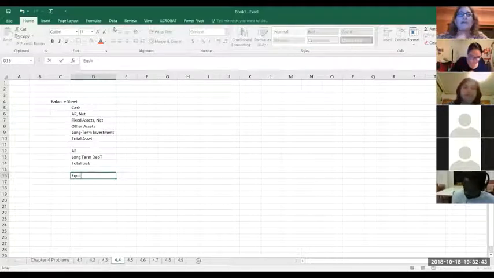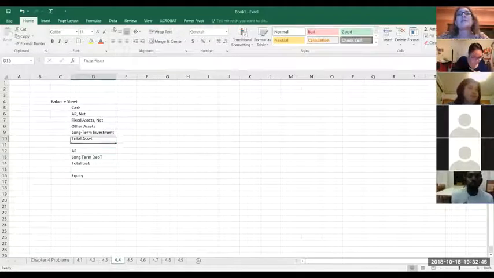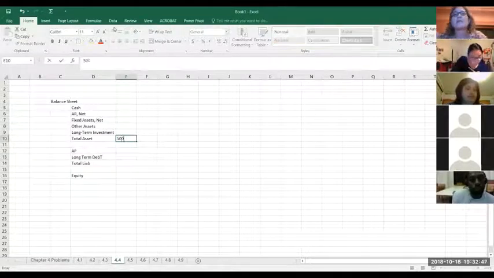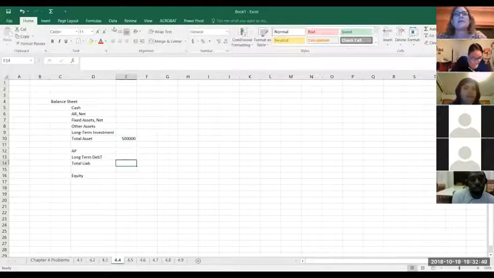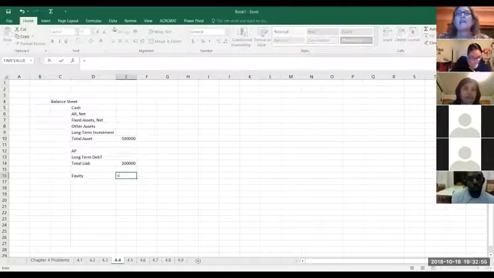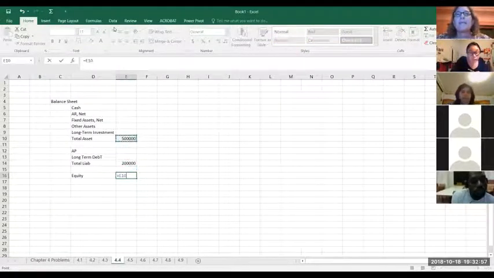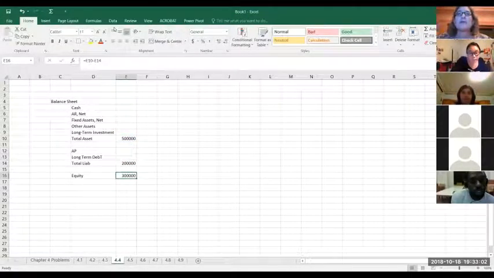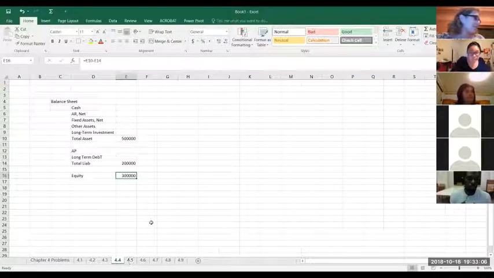Okay, great. Now let's say your total assets in this example were 500. I know that, just saying. And then the total liabilities were 200. What's your equity? How do you calculate it? 300. You're just subtracting, right? There you go. Boom. Okay.